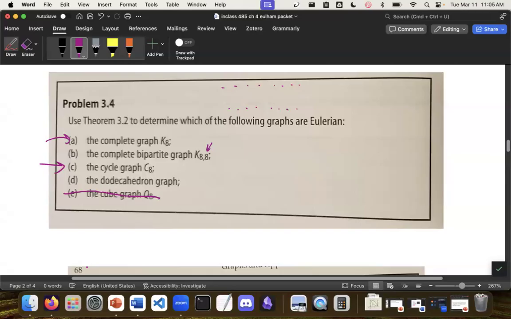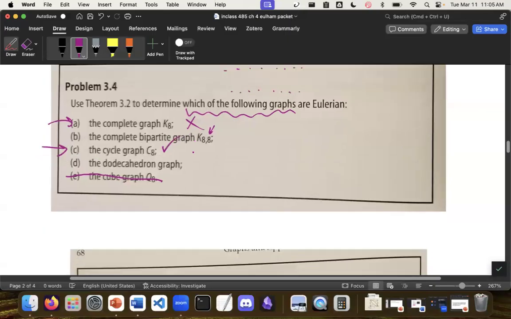Okay. Did we verify them? K8? Yes. C8? Oh, wait. K8 is not? No? Great. Oh, right, because it's not determining that they are, it's determining which of them are. What about C8? Yeah. Awesome. Okay, we'll move on.